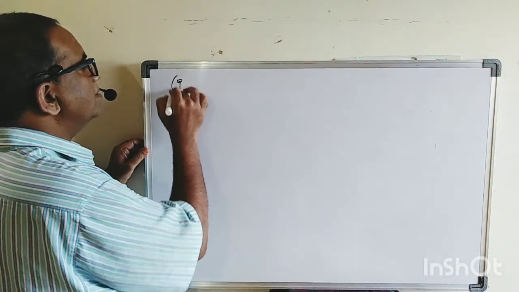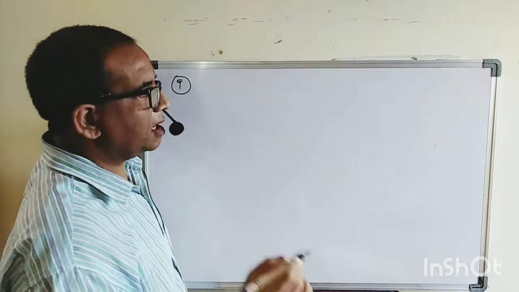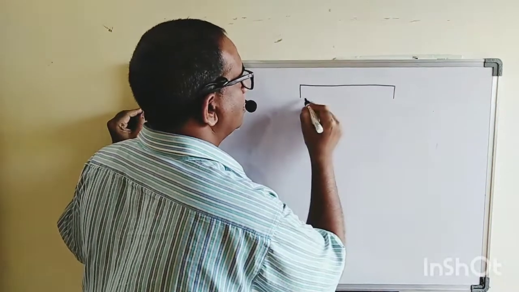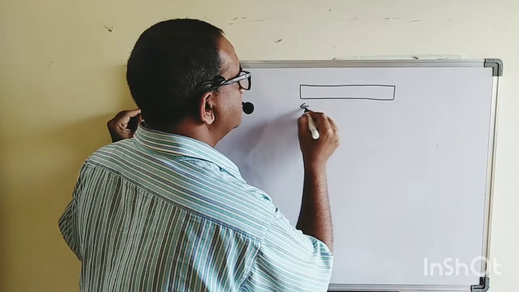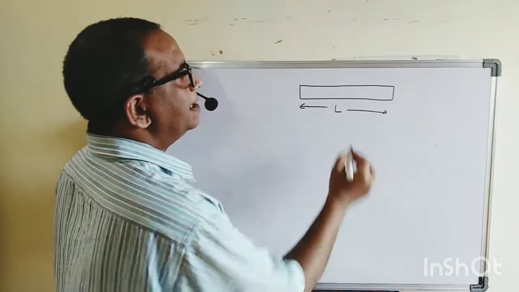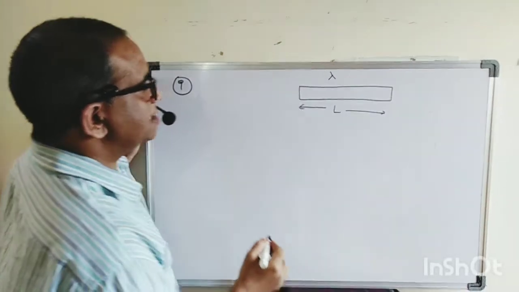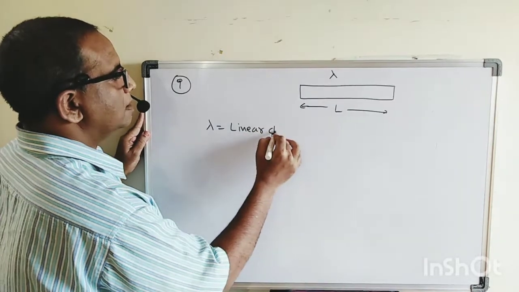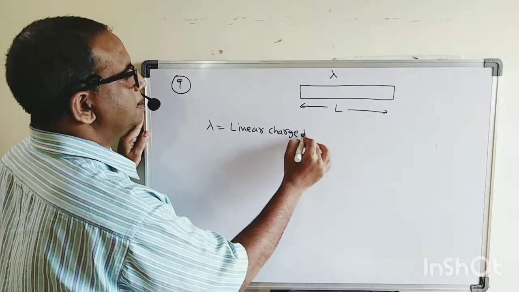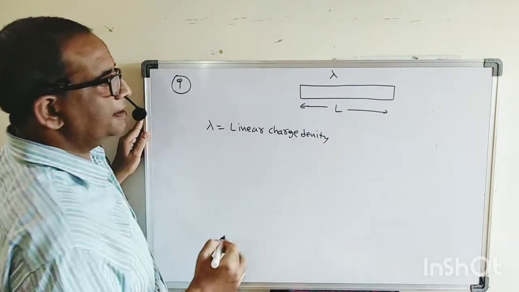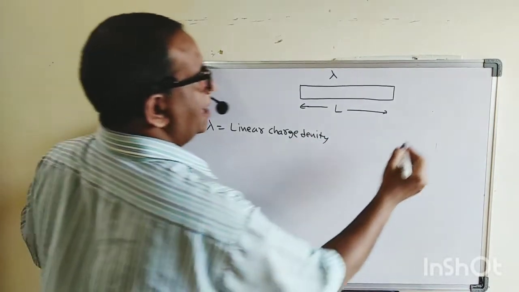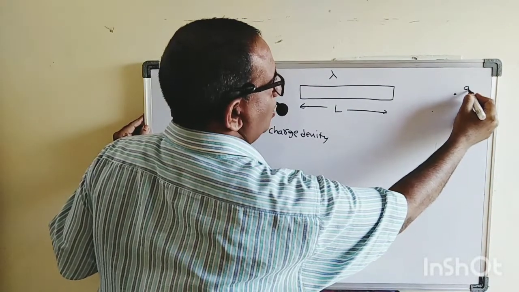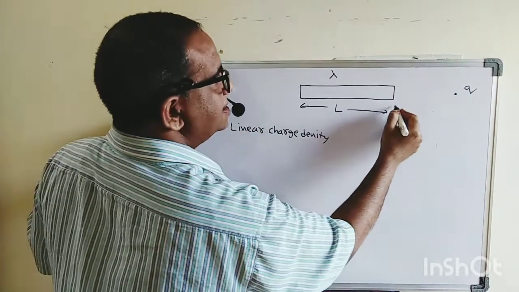In the ninth problem what do we have? They have given one uniform rod here, whose length is L and having a linear charge density lambda. See carefully what they have given. Lambda is the linear charge density. Then they say there is one charge here, another charge here. The charge of this one is a small q, and this charge is at a distance d.